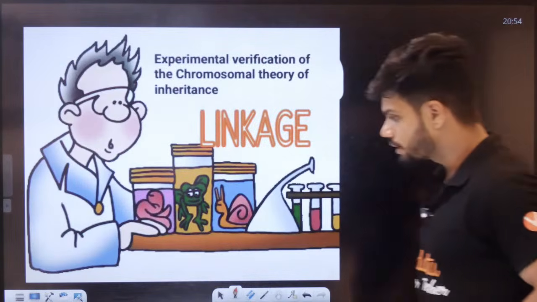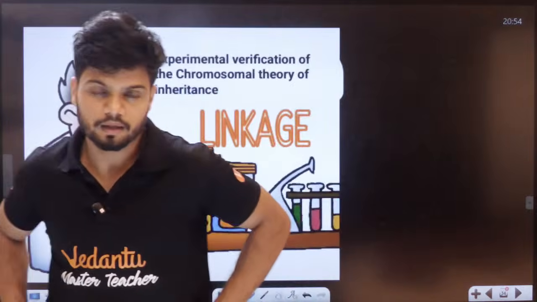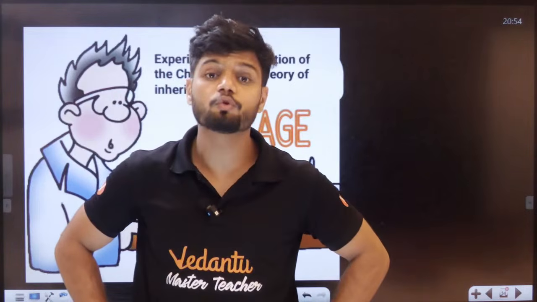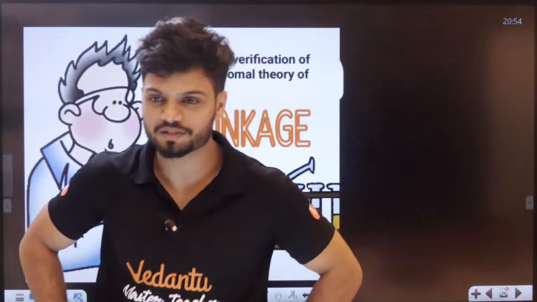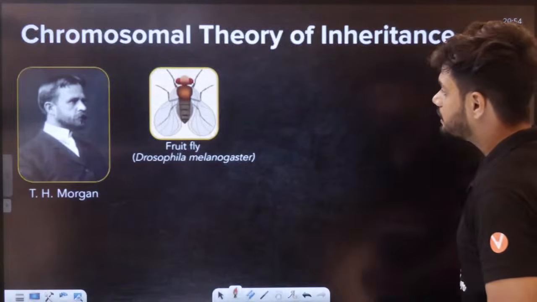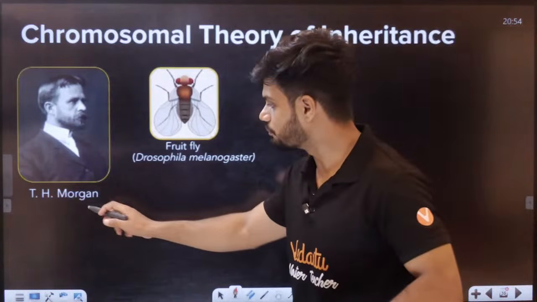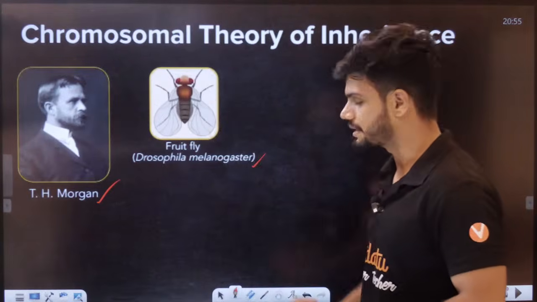Okay. Now students, now we get the experimental proof. The experimental proof was given by T.H. Morgan, students. Thomas Hunt Morgan. He worked on Drosophila melanogaster.